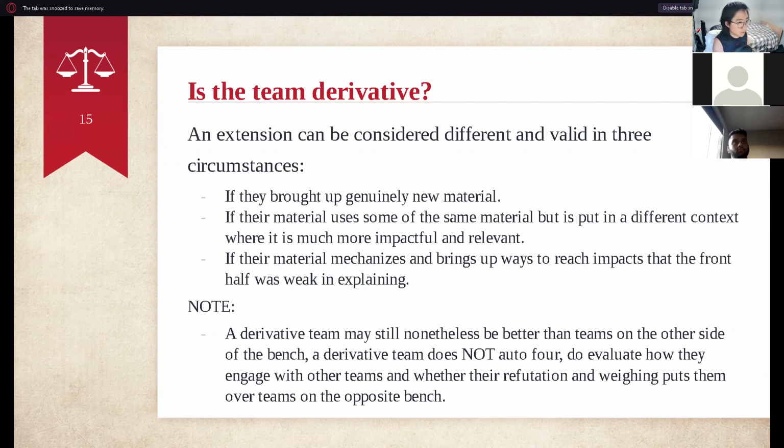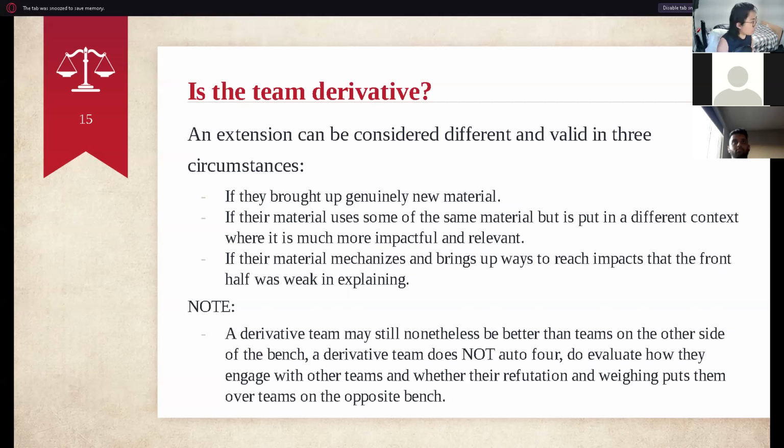So an extension can be considered different and valid in three circumstances, right? The first is if they brought up genuinely new material. If your argument's new, great, awesome. We can weigh that against their opening half and see whether or not your argument's better. The second is if the material uses some of the same material, but it's put in different contexts where it's much more impactful and much more relevant.